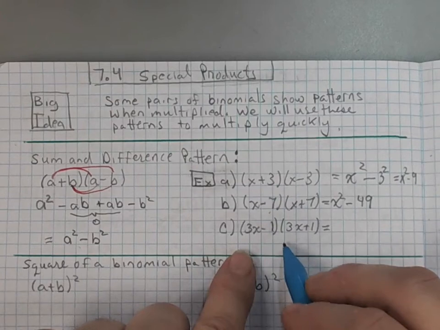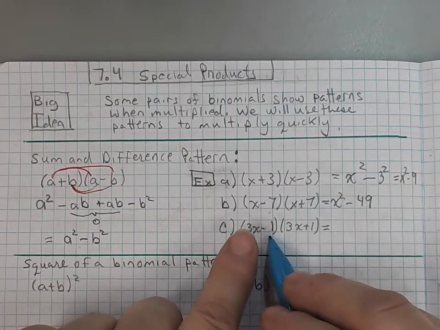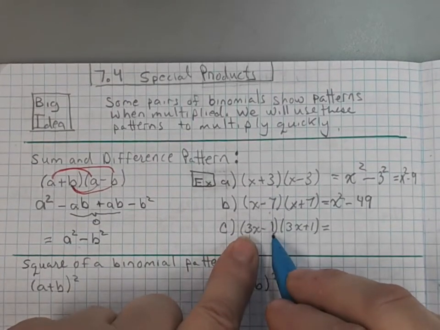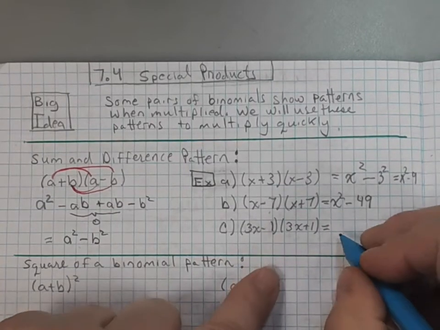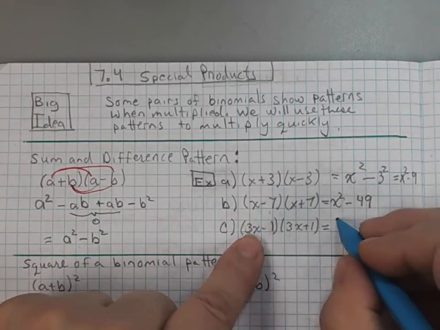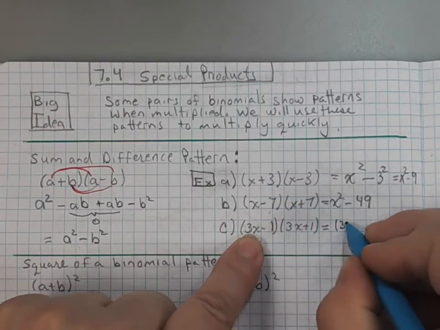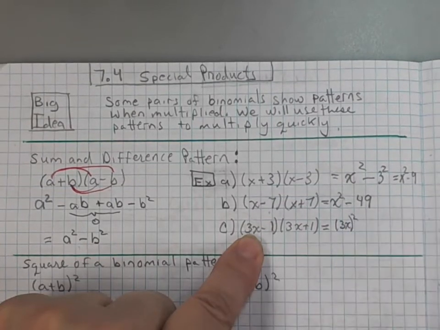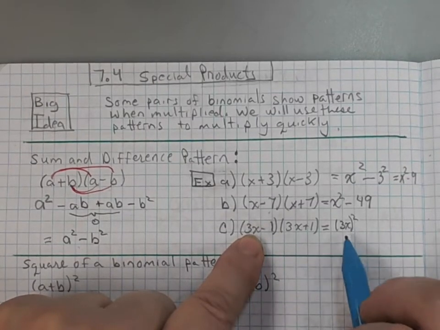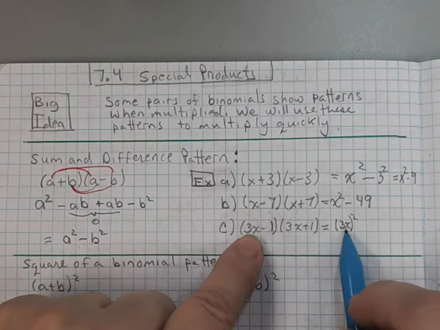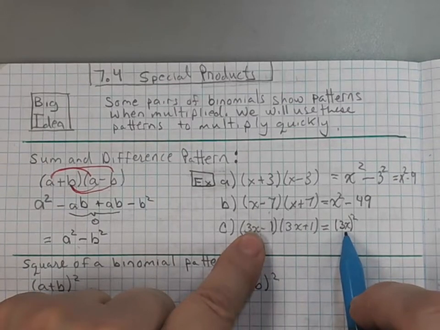All right, verify that you have a sum and difference pattern first. 3x minus 1, that's the difference. 3x plus 1, that's the sum. All right, so we're ready to go. We take the first term and square it, so 3x squared. You're squaring the 3 and the x, so you can do that in your head with mental math maybe, but I want you to recognize that the entire term is squared, not just the x.